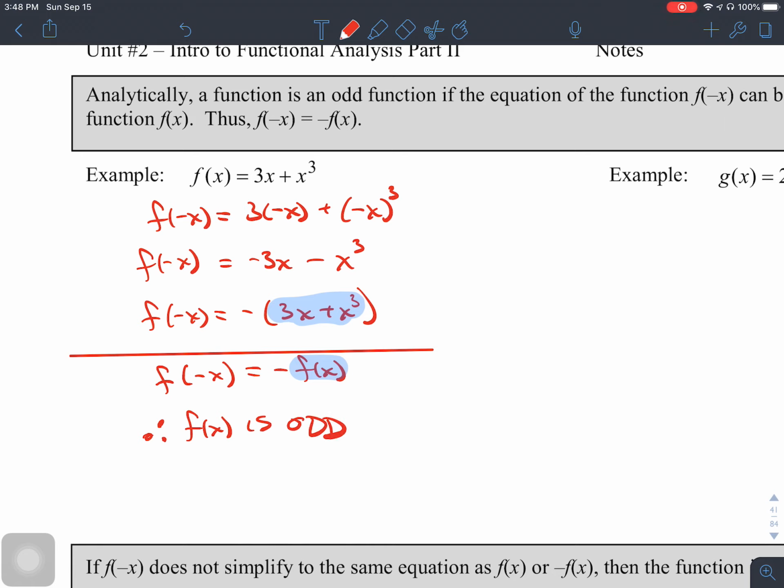Let me sum up. If you put negative x into this and you end up with the original function, it's even. If you put negative x into this and all the signs are the exact opposite of the original, it's odd. Let's do another.